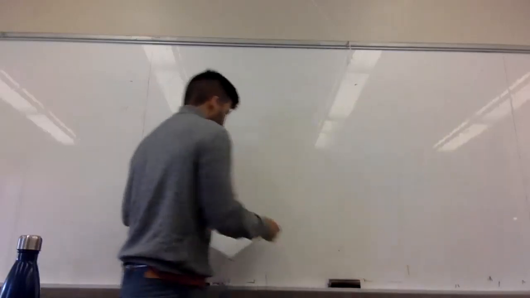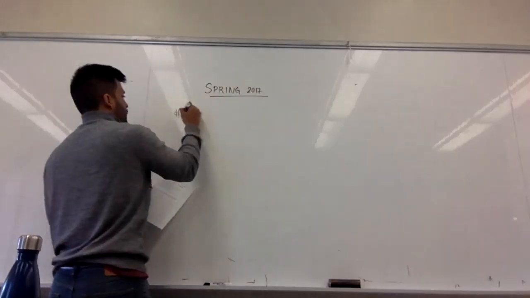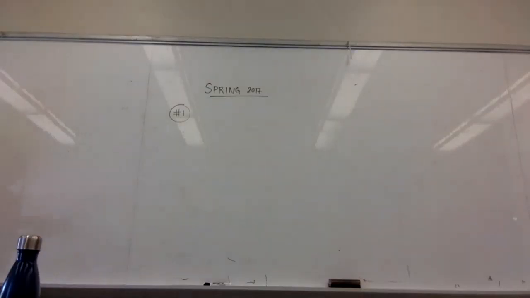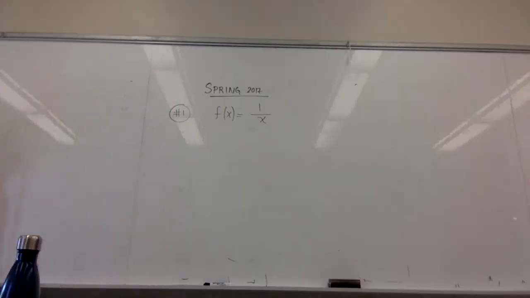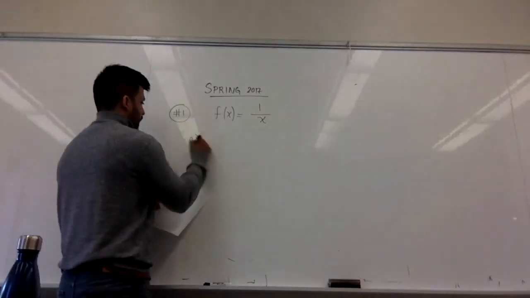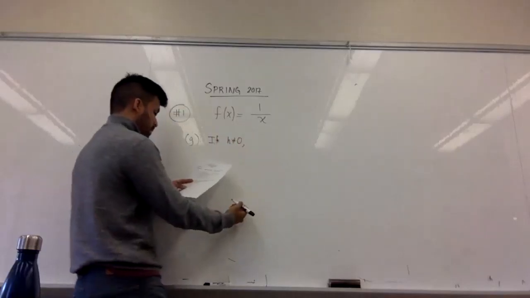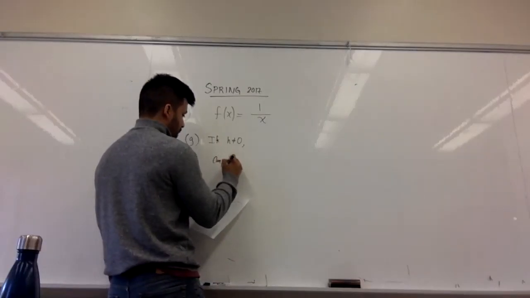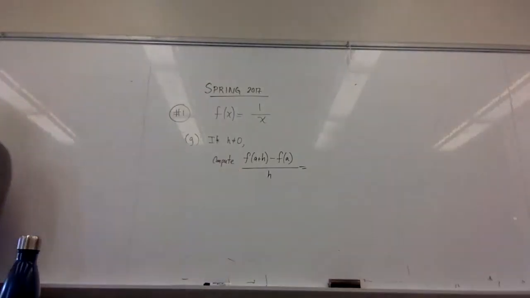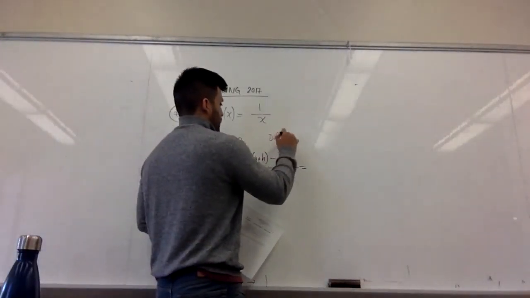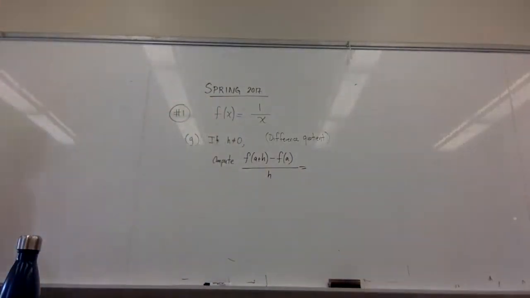So here we go. This is spring 2017, question number 1. If you look at the final exams, they tend to be very similar. We have a function f(x), the reciprocal parent function, 1 over x. We've seen this, we know what it looks like. The question asked, part G, says: if h does not equal 0, compute f(a + h) minus f(a), all over h. Now, what is this called? This is the difference quotient. The reason we do this in this course is that when you take calculus, you're going to be doing this for probably the first half of the semester. It's all about this.